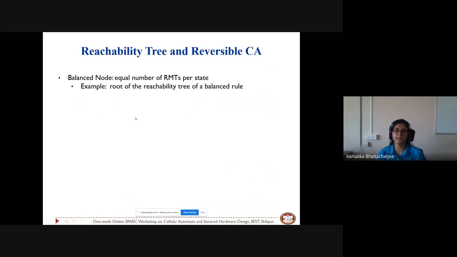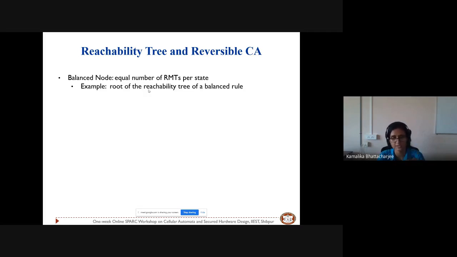So we also can get a balanced node. Balanced node means we have an equal number of RMTs per state inside this node. For example, if we develop the root of a balanced rule, where a balanced rule, as you have already seen, means that each state has an equal share in the rule, and we draw the root of the reachability tree, obviously as all the elements are present, that node will be a balanced node.